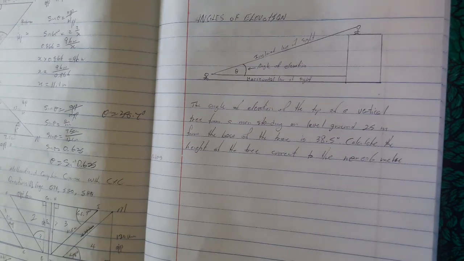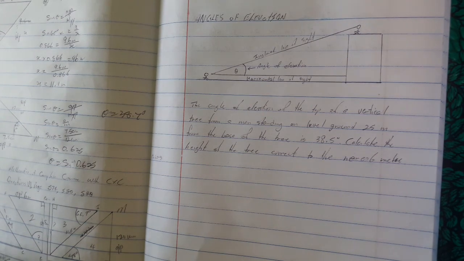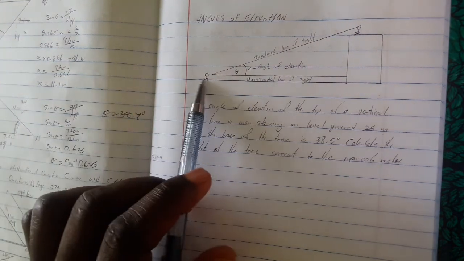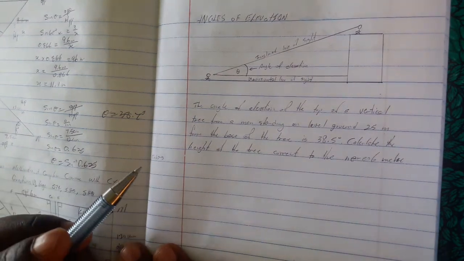All right, and this topic basically uses the trigonometrical ratios. So let's get a few examples. The angle of elevation of the top of a vertical tree, vertical means straight up, right angle, from a man standing on level ground 25 meters from the base of the tree is 38.5 degrees. So he's standing there. I want you to calculate the height of the tree correct to the nearest meter.